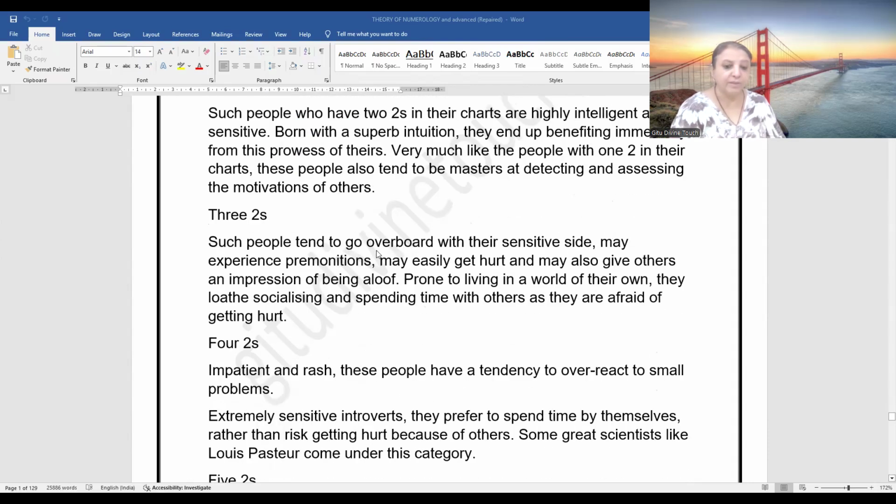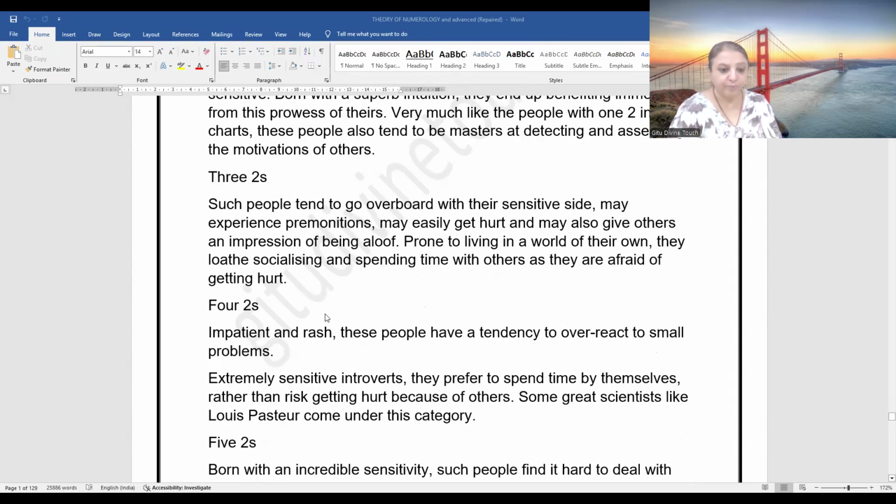Three twos, they will go overboard. They go overboard with their sensitive side, may experience premonitions, may easily get hurt, and may also give others an impression of being aloof. Prone to living in a world of their own, they loathe socializing and spending time with others as they are afraid of getting hurt. So 3 2 is not good.